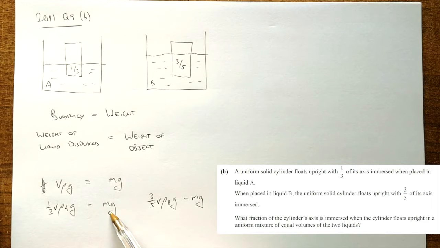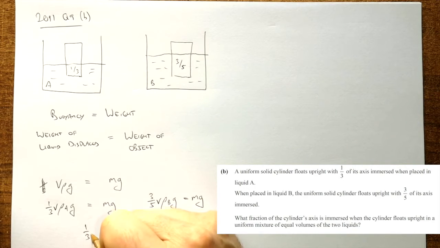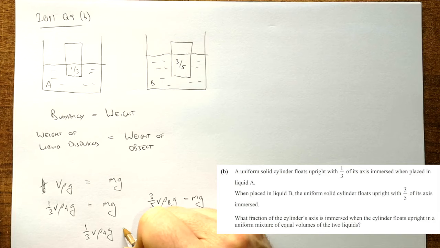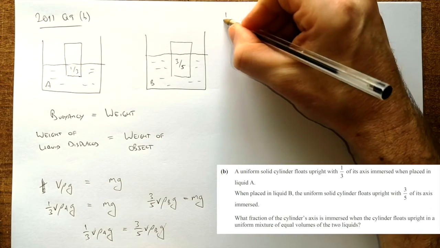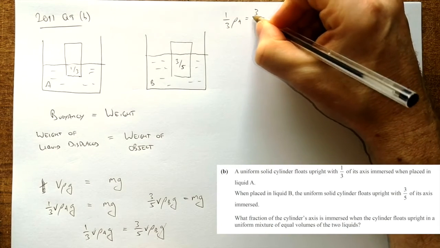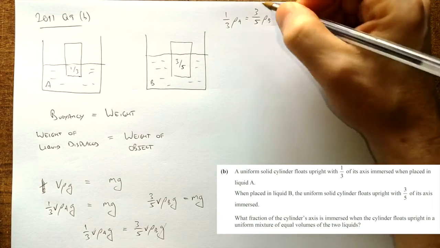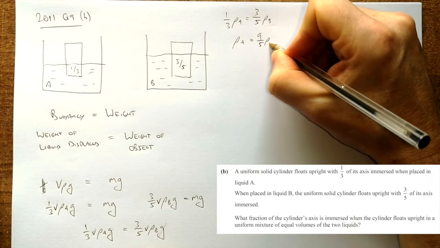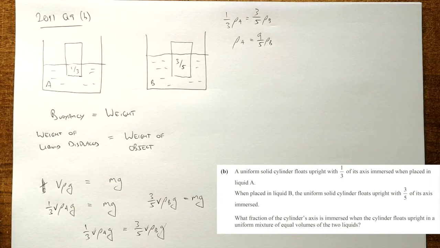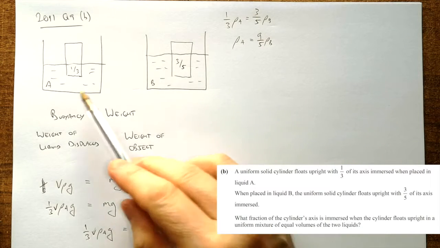It's the same cylinder, so mg is mg. What we can say is a third V rho A g equals 3/5 V rho B g. Cancel, cancel, cancel, cancel. The g's and V's can go. So what we know is that a third rho A equals 3/5 rho B. So rho A is going to be 9/5 rho B. Okay, that's giving us a relationship here, because what we now need to figure out is what happens afterwards.